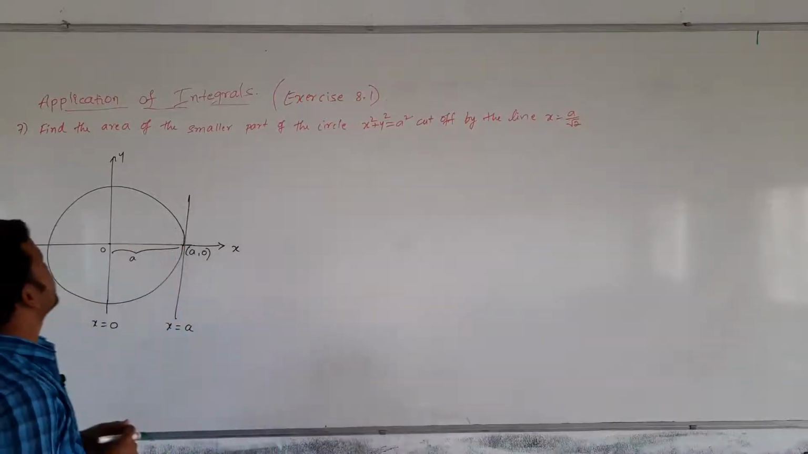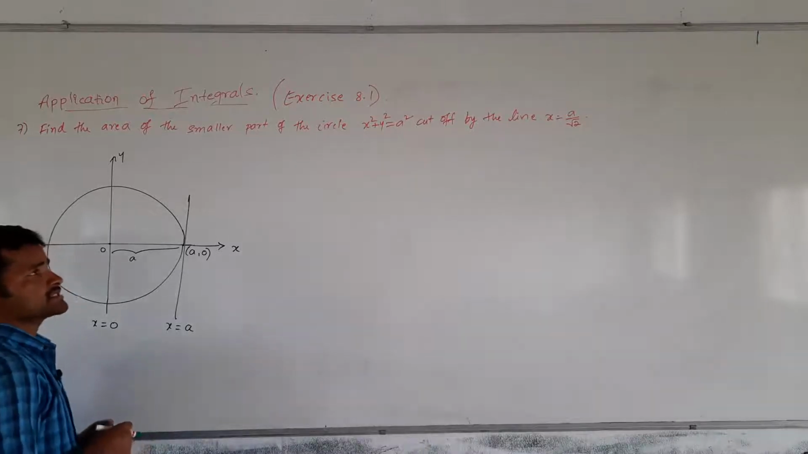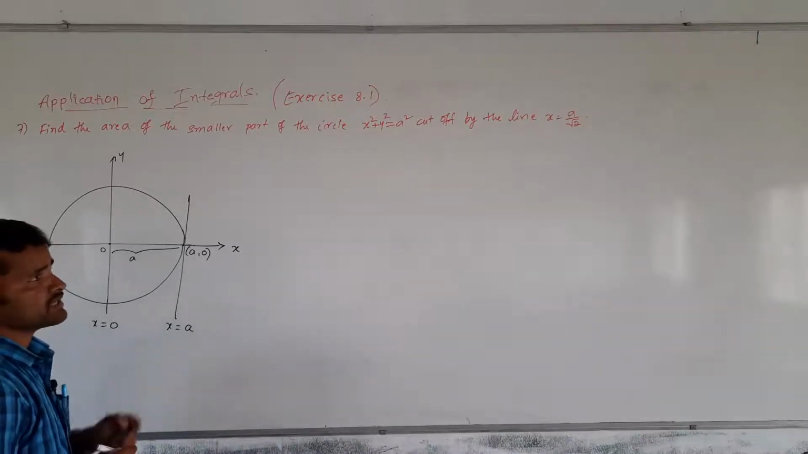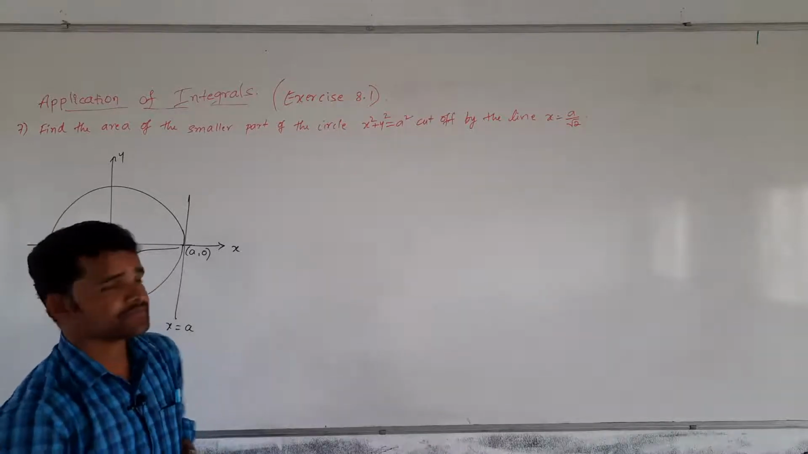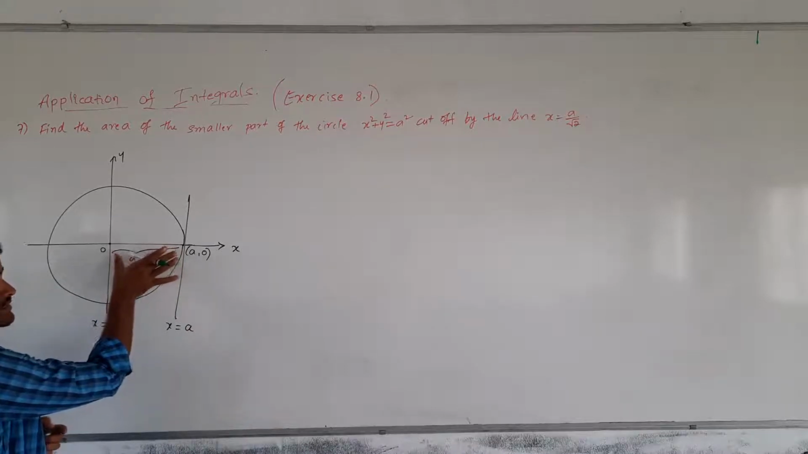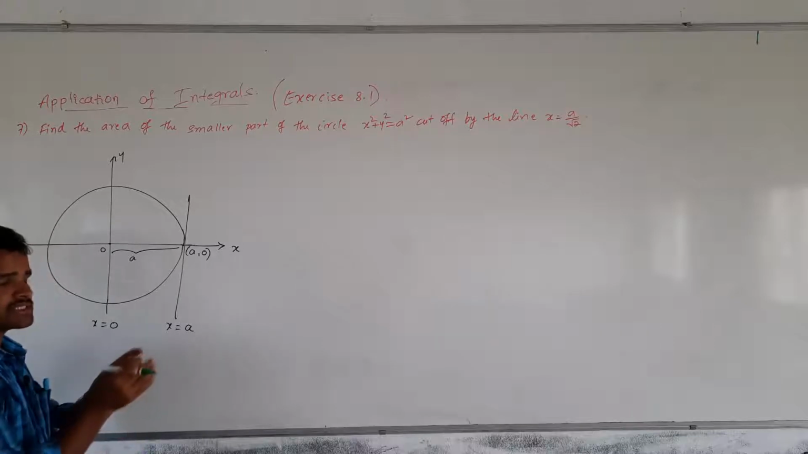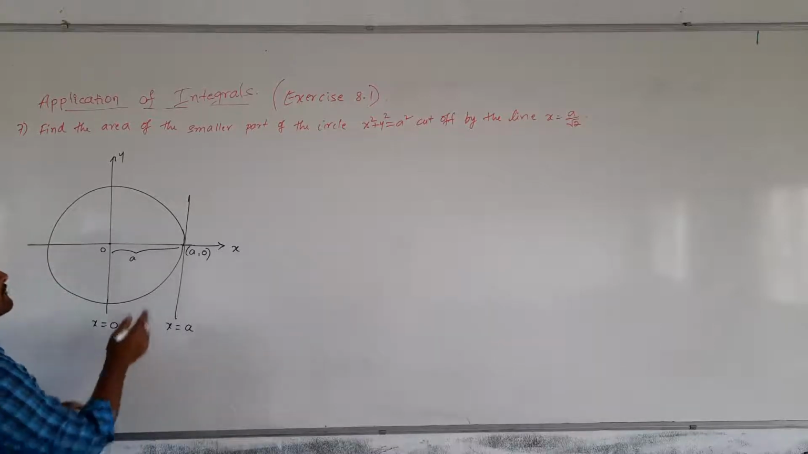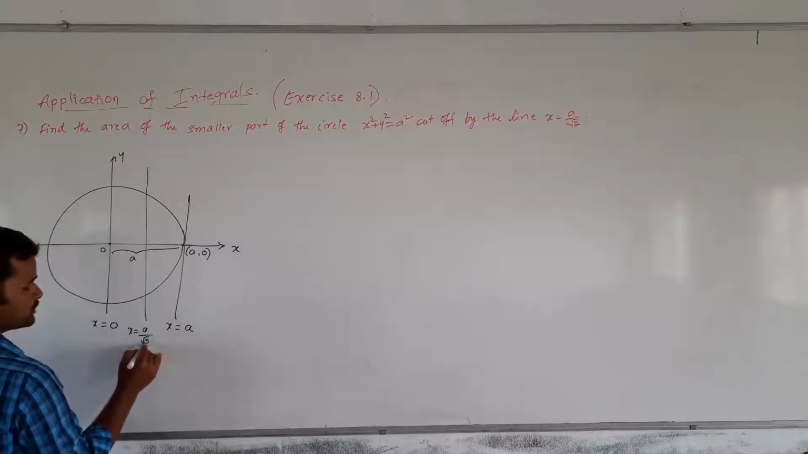Next, find the area of the smaller part of the circle x square plus y square is equal to a square cut off by the line x is equal to a by root 2. Up to here is x is equal to a, which means up to here is a units length. x is equal to a by root 2 will be smaller compared to a, so somewhere here can be the line x is equal to a by root 2.